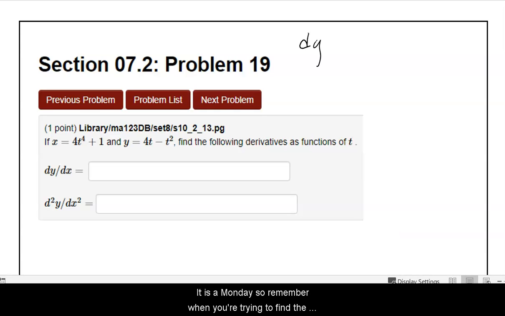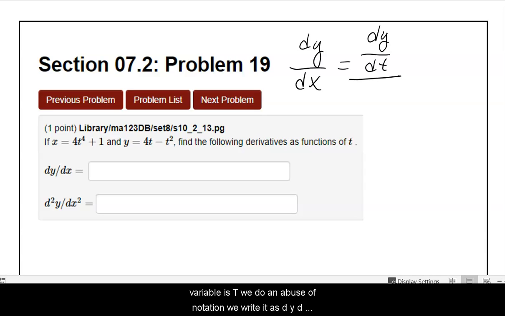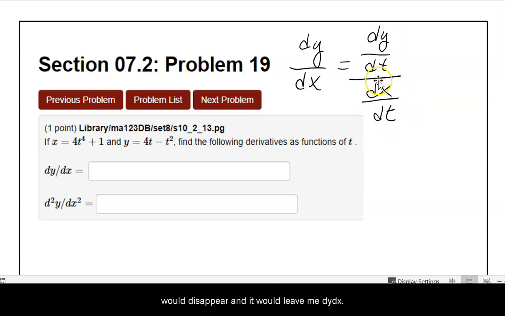So remember, when you're trying to find the derivative of y with respect to x, but your independent variable is t, we do an abuse of notation, and we write it as dy dt over dx dt. In this sense, if I were to multiply by the reciprocal, the dt's would disappear and it would leave me dy dx. So this is the formula for the first one.